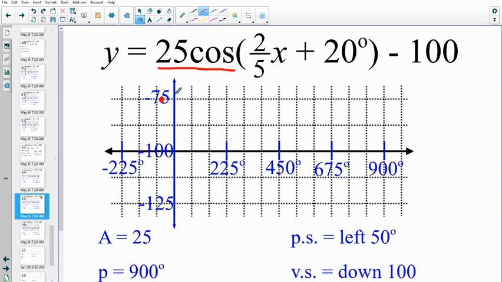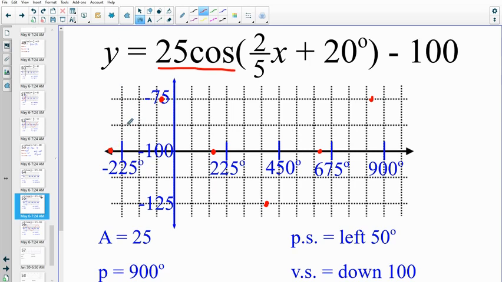So there we go. My significant point that would have been at the top because it's a positive cosine curve has been shifted to the left by 50 degrees. And the same goes for all the rest of the points. The point where it would have crossed at 225 is moved to the left by 50 degrees. Here it would have been at the bottom, moved to the left by 50 degrees, back to the midline, moved to the left by 50 degrees, and up at the top, moved to the left by 50 degrees. I can do the same thing over here.